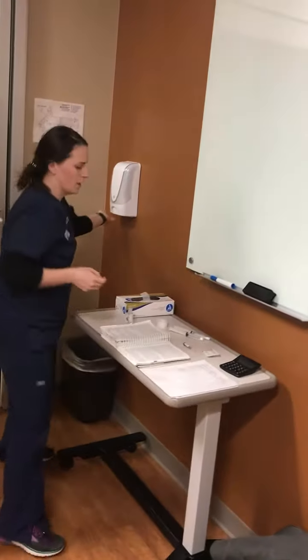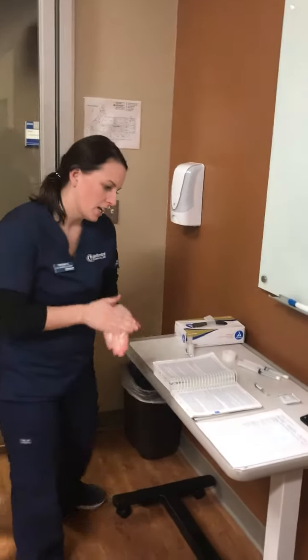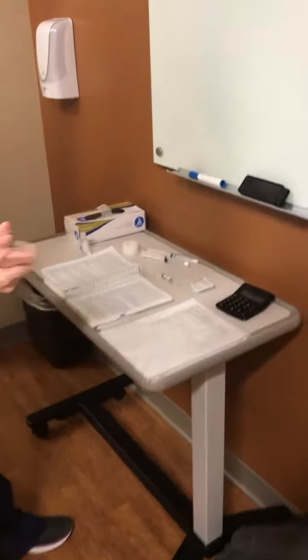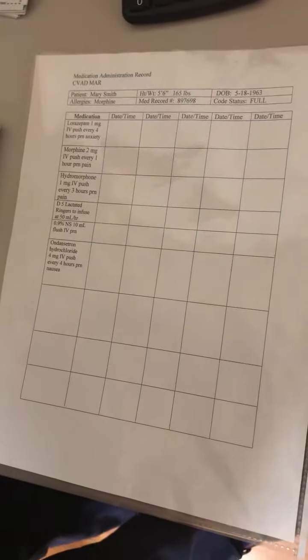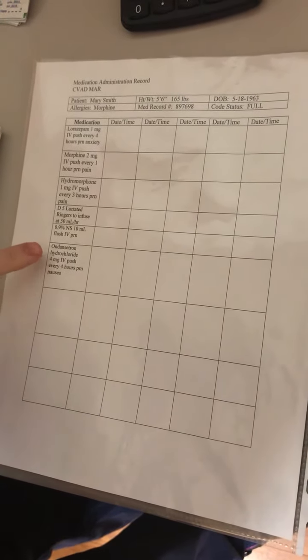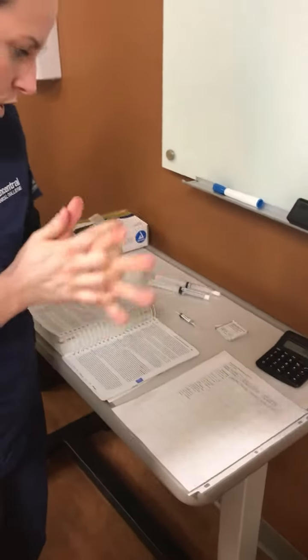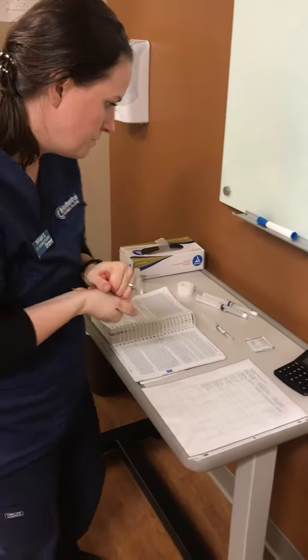So I would go ahead and check here. I see Mary Smith here on my MAR. She's allergic to morphine, which is correct. And we have an order for 4 milligrams of IV push Zofran or ondansetron every 4 hours PRN for nausea, where she has nausea and she has not received the medication in the last 4 hours, so we're okay to give that medication.